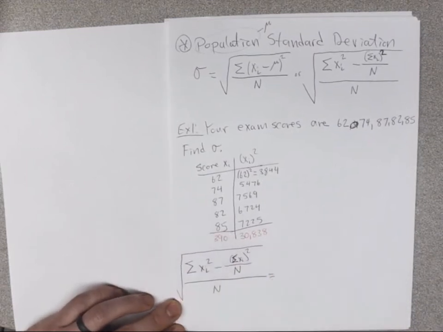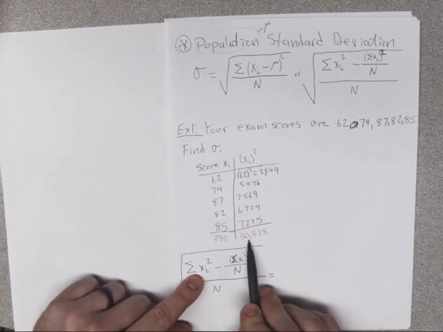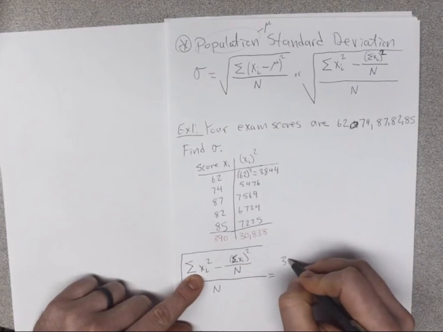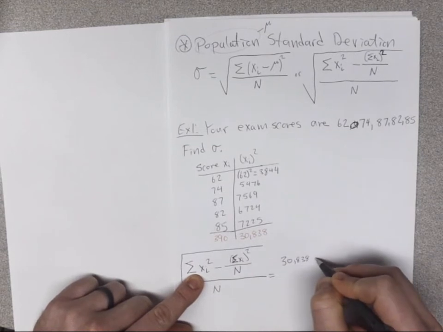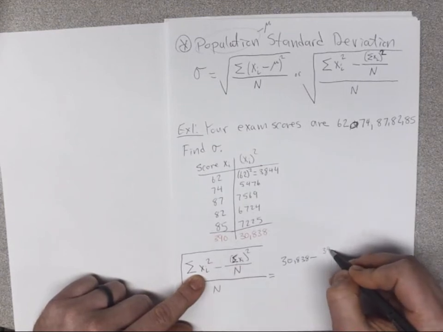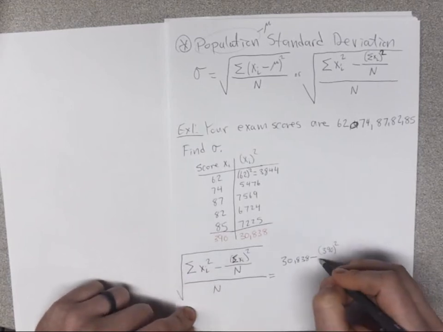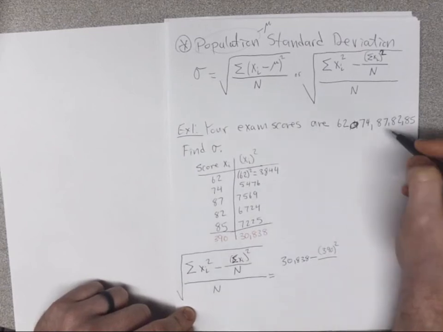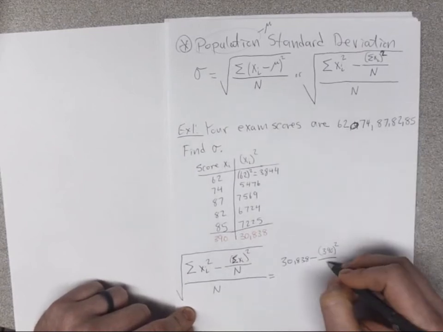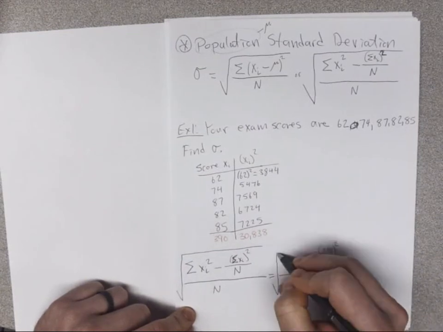This is equal to, now let's start plugging in everything we know. The sum of all the x squareds is this number here, 30,838, minus the sum of all the observations, which is 390, and then squared. So I'm just actually writing it in. That's divided by capital N. Capital N is the total number of observations, which is 5. And then all of that's divided by capital N again, which is 5, and then the square root of that.